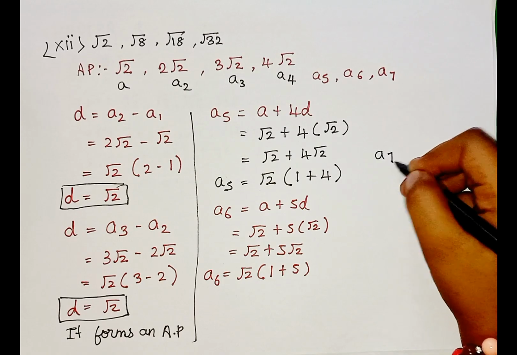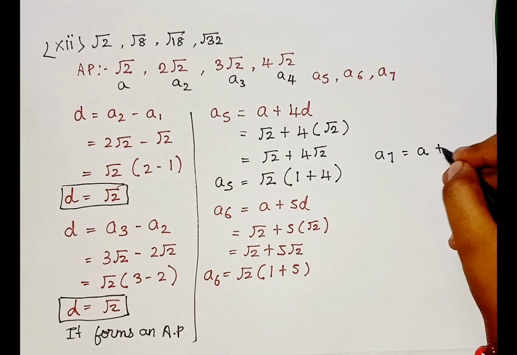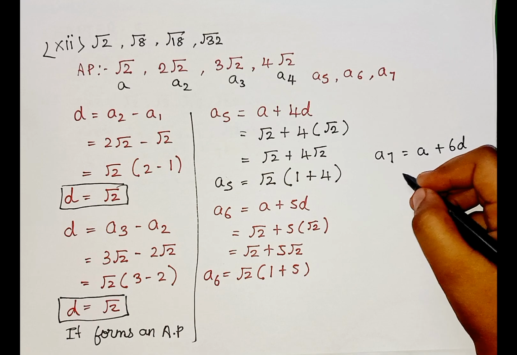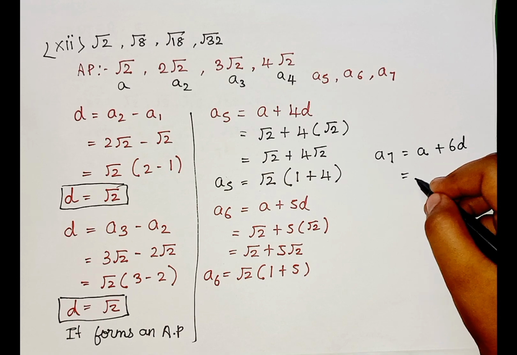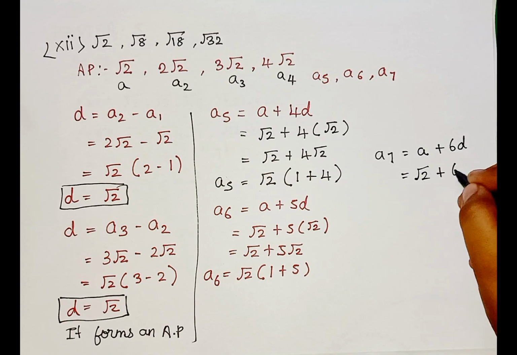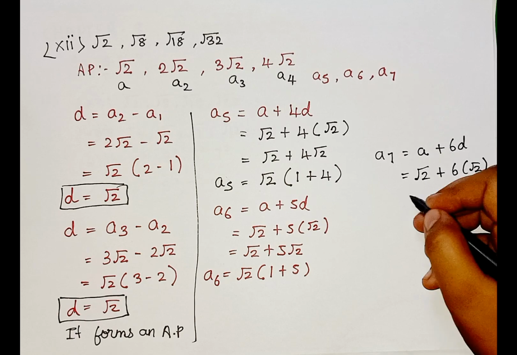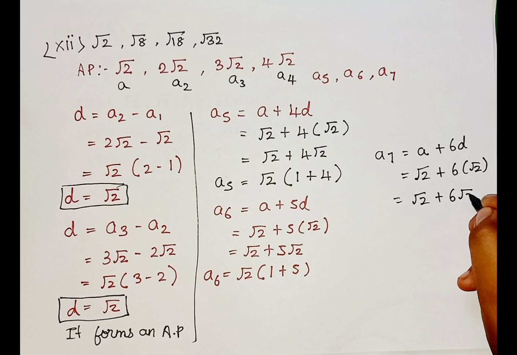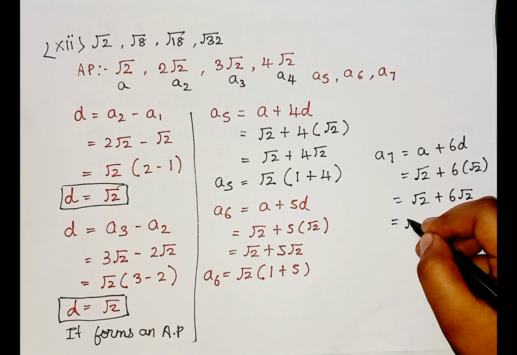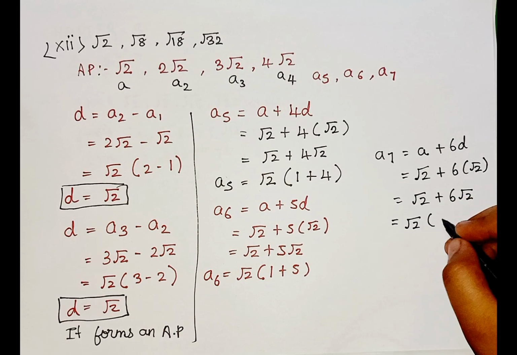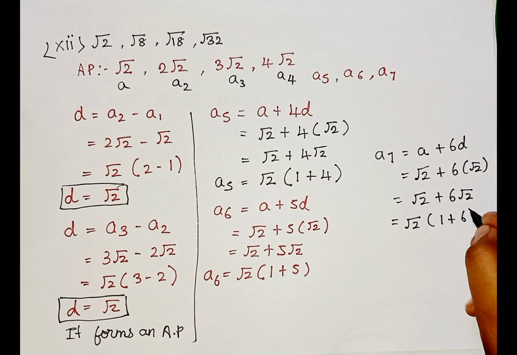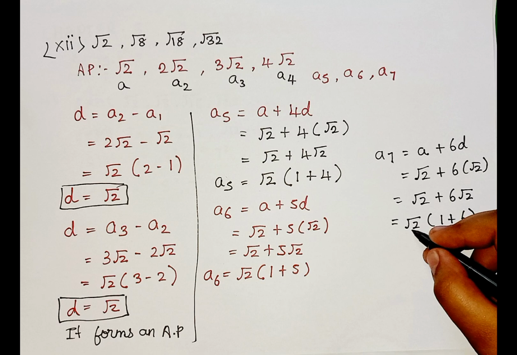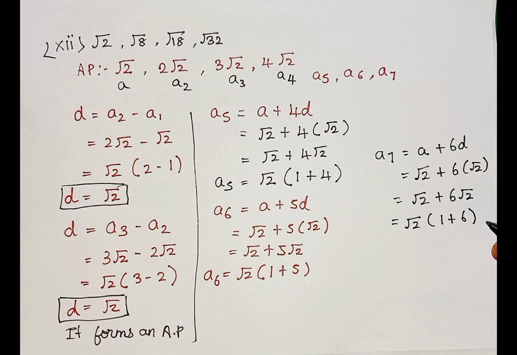So A7 is equal to A plus 6D, where the A value is root 2 plus 6, D value is also root 2, equal to root 2 plus 6 root 2. We can take common, so root 2 bracket 1 plus 6. So 1 into root 2 is root 2, 6 into root 2 is 6 root 2. So this is how we are supposed to do it.